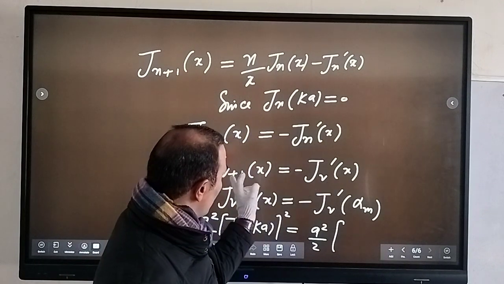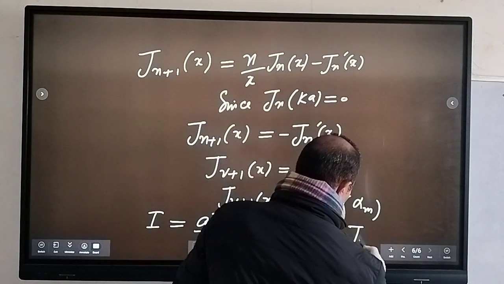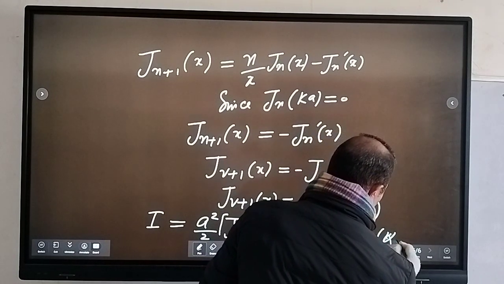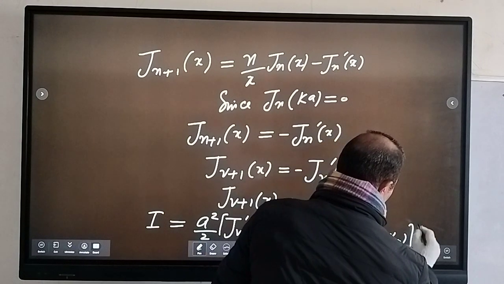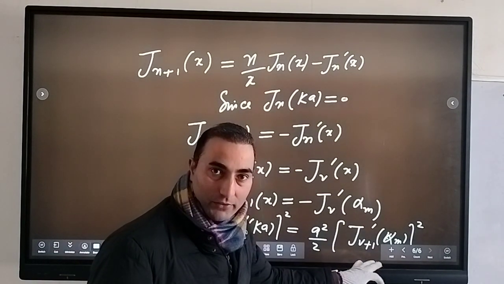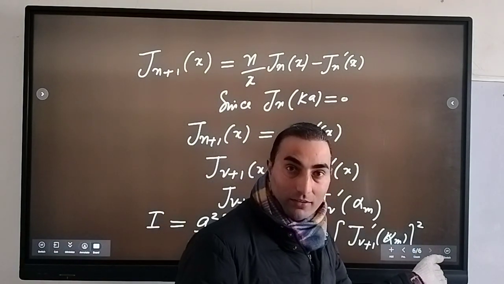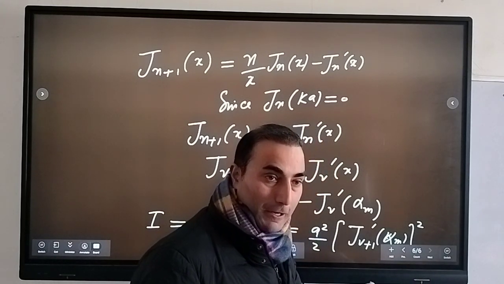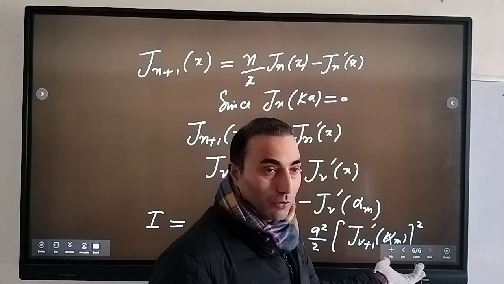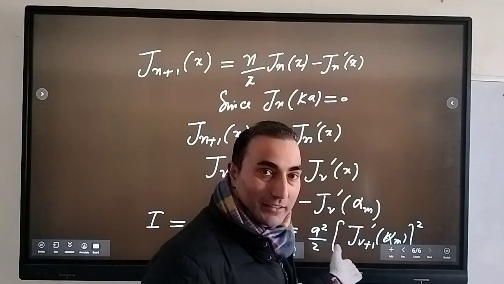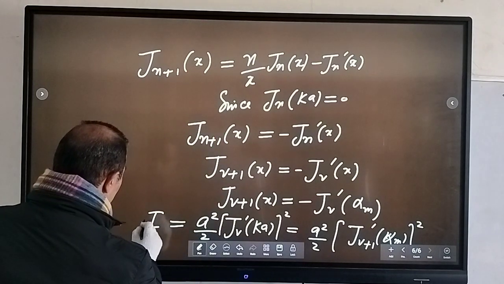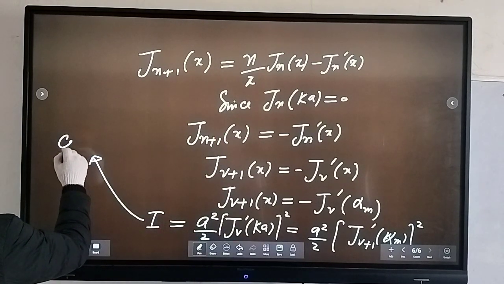Because J dash of this is equal to minus J of v plus 1, it will be Jv plus 1 of ka, or you can write alpha. Which is basically the normalization condition for this. When k rho equals l rho, in that case, we are basically getting this condition, and this is the normalization constant. So this is the condition of normalization.